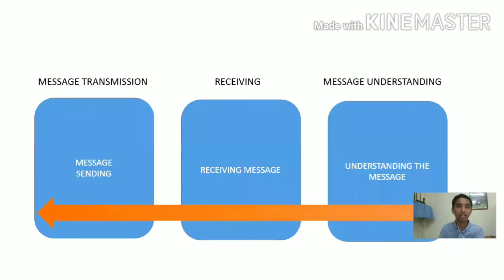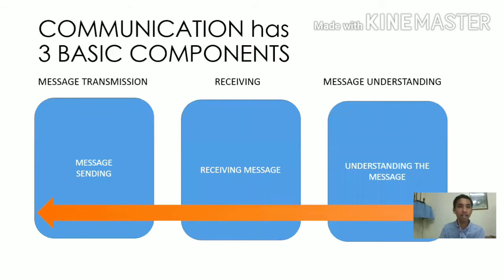Okay, so here we are. Communication has 3 basic components. We have the message transmission or the message sending, the receiving of the message, and the last one will be the message understanding. The sender transmits a message to another person who receives the message. The sender first develops an idea, which is composed into a message and then transmitted to the other party, who interprets the message and receives meaning.